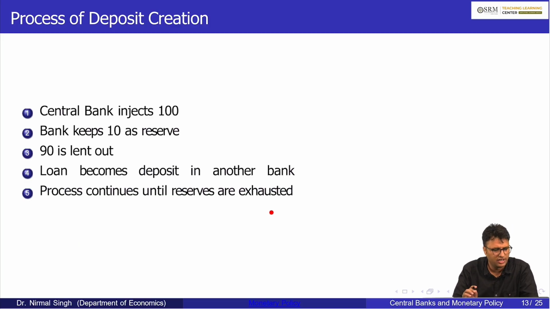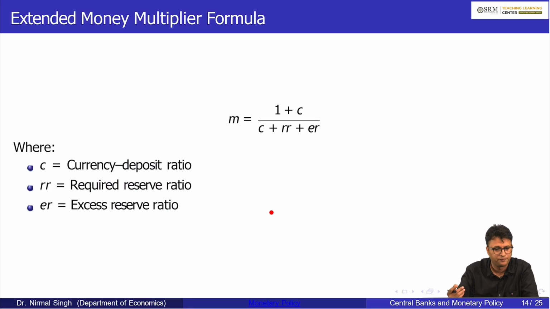The process of credit creation, I just discussed. The central bank injects 100, then banks keep 10 as a reserve, then 90 is lent out, then this process keeps on going, and ultimately we end up with a higher amount.